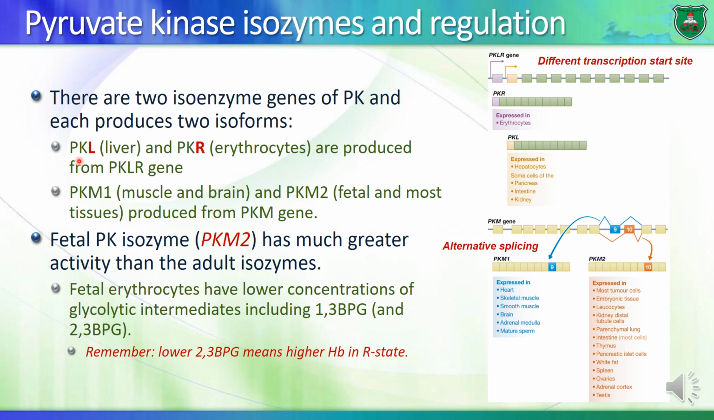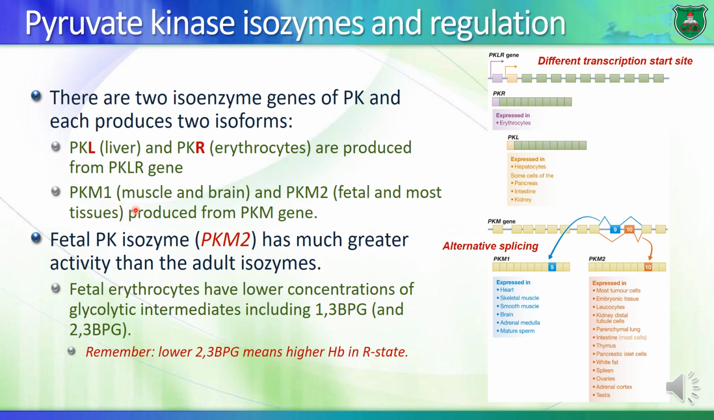Now, in PKLR, L stands for liver, and R stands for erythrocytes. This gene can produce two different isoforms of the enzyme, PKL and PKR. The difference between them is that there are different transcription start sites. Now, PKM, where M stands for muscle, produces two isoforms, PKM1 and PKM2.